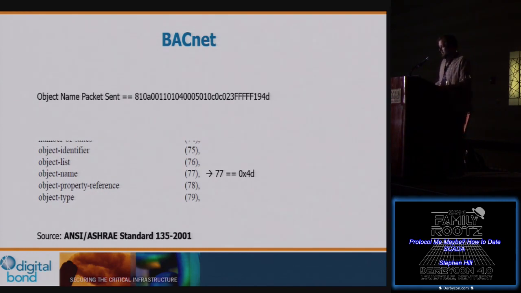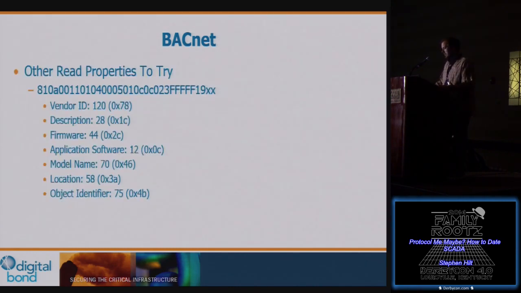So the next interesting ones we probably want to pull are the vendor ID, which was 120, description, firmware, application software, model name, location, and the most important one, the object identifier in BACnet, that actually allows you to talk to it further once you know that information.